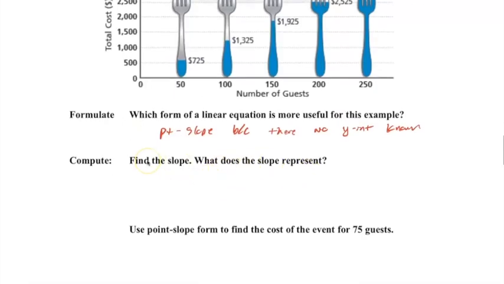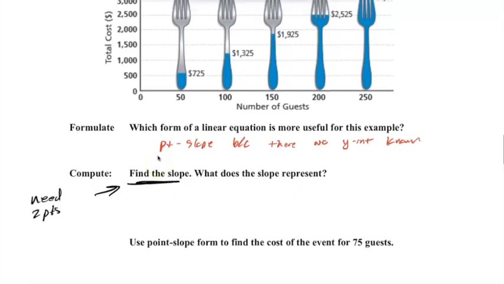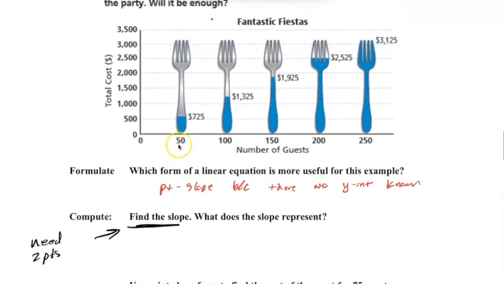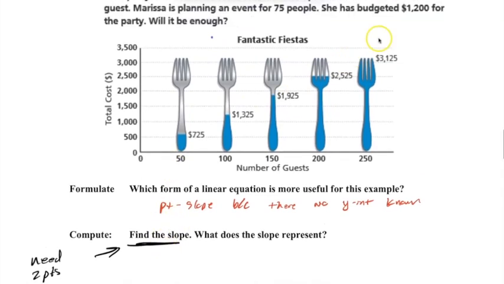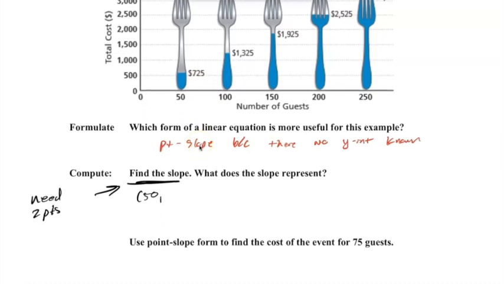Now remember, anytime you want to find the slope, you need 2 points. Anytime you want to find slope, no matter what it is, you need 2 points. Unless you have an equation in slope-intercept form. But anyway, in general, you need 2 points. So wherever points are, they're right here. All these are points. We have 50 with 725. We have 100 guests with 1325. These are all points we can use. Let's do the first two. We'll do 50 with 725, and then we'll do 100 with 1325.